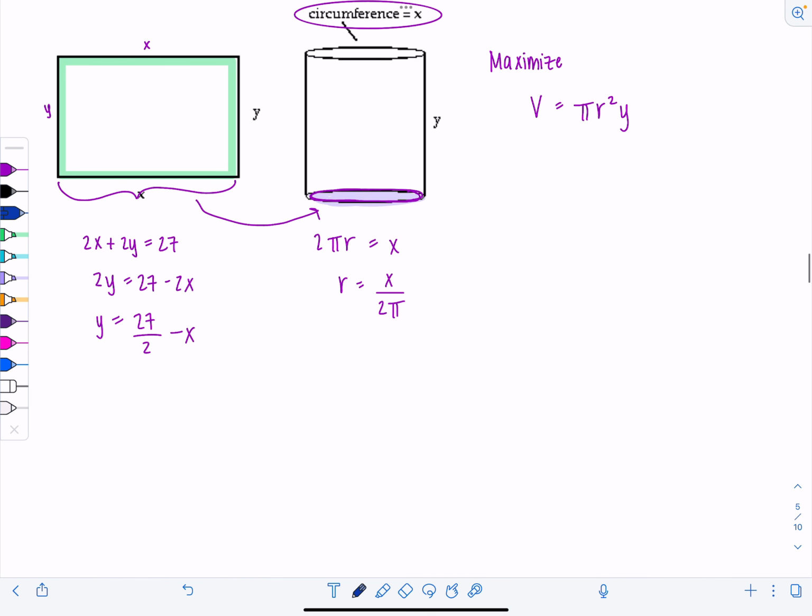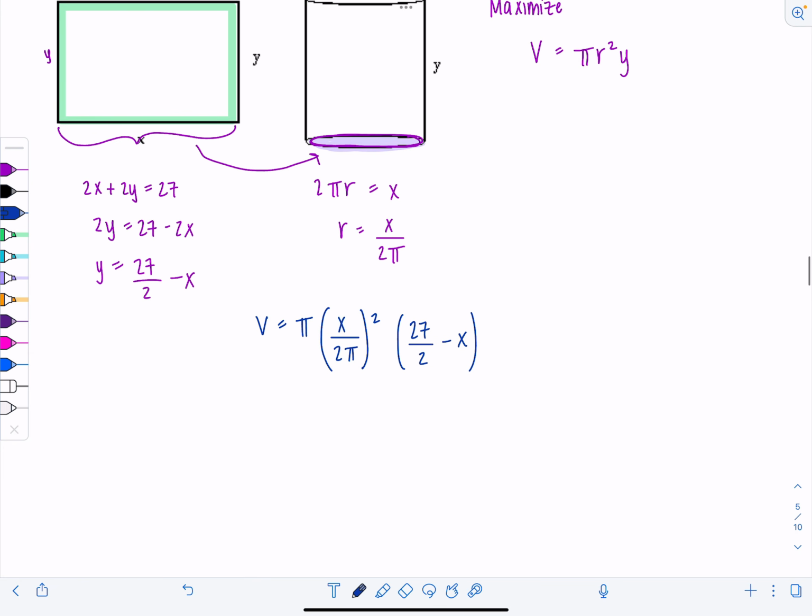Ooh, did you see that coming? So volume equals pi times, instead of r, I'm going to write x over 2 pi squared times y, which is 27 over 2 minus x. See how lovely? Okay, now it looks a little frightening, but don't worry, we can clean it up. No big deal. This is going to be pi times x squared over 4 pi squared times 27 over 2 minus x.